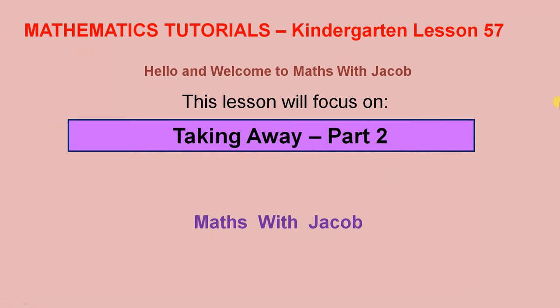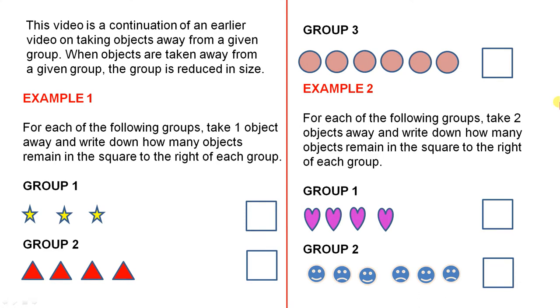This lesson will focus on taking away part 2. This video is a continuation of an earlier video on taking objects away from a given group. When objects are taken away from a given group, the group is reduced in size. So let's look at the first example.